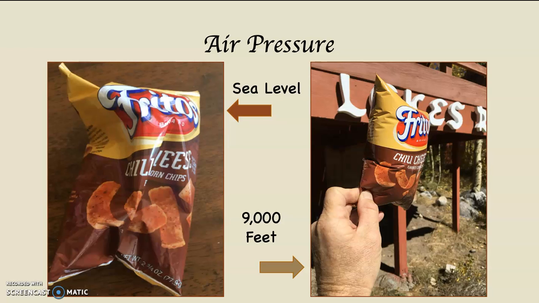You've seen this before also. On the left-hand side, you can see the bag of chili cheese Fritos at sea level with the greatest amount of weight on it from the atmosphere, and then the same bag at 9,000 feet with significantly less weight from the atmosphere and less pressure on it, it's able to expand. This is what happens to a parcel of air. Same thing. When it comes down, it's compressed. When it rises, it expands.